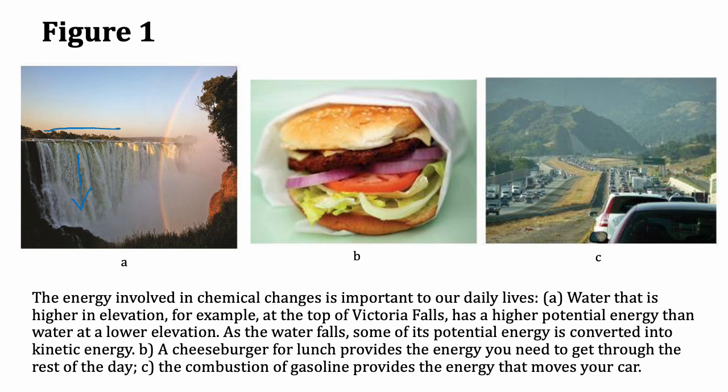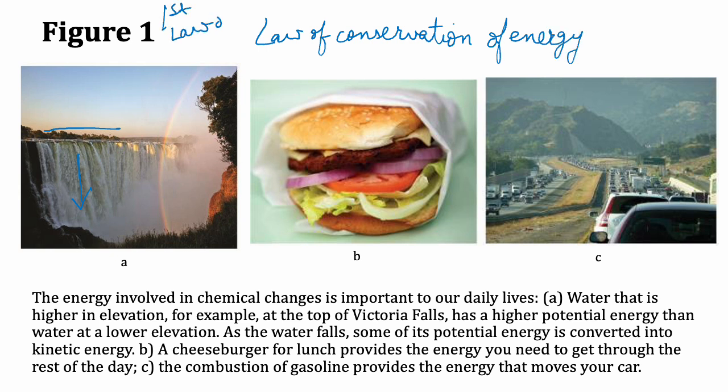There are other forms of energy. Always remember the law of conservation of energy. This is the first law of thermodynamics, which is the law of conservation of energy, which means energy cannot be created, it cannot be destroyed. The total amount of energy is always fixed. What changes is the form of energy. It goes from one form to another.